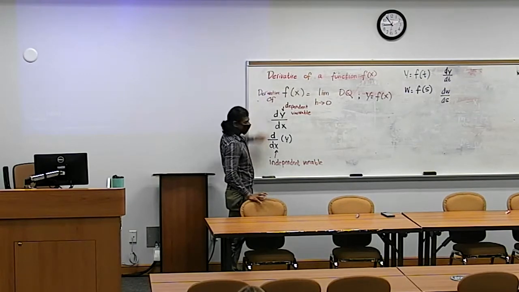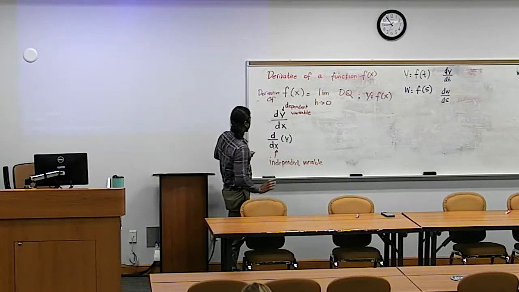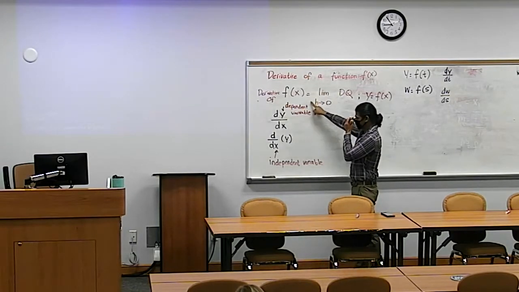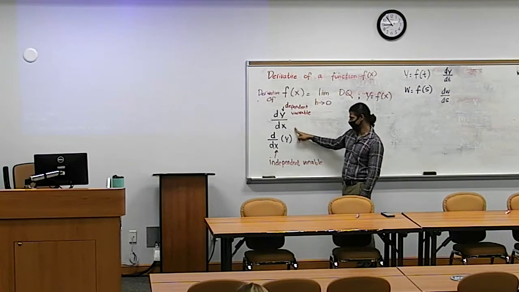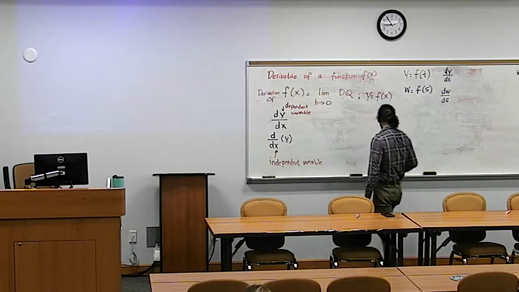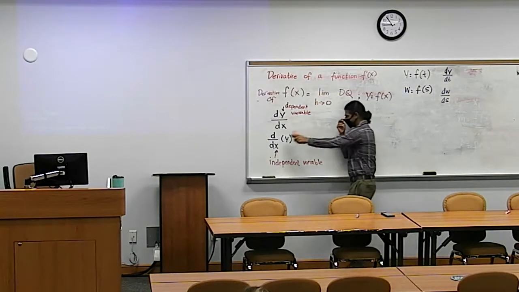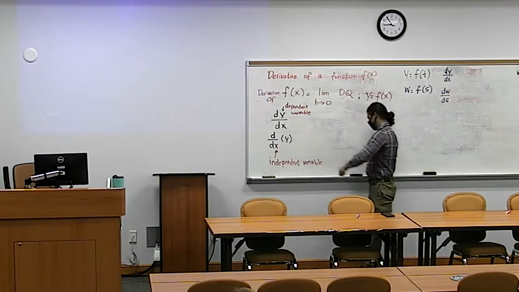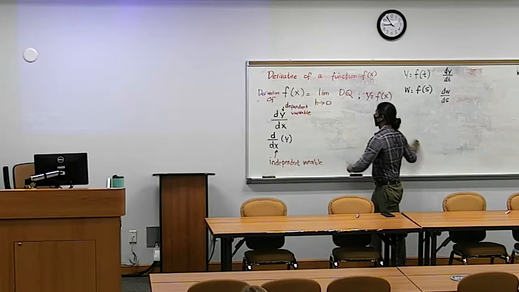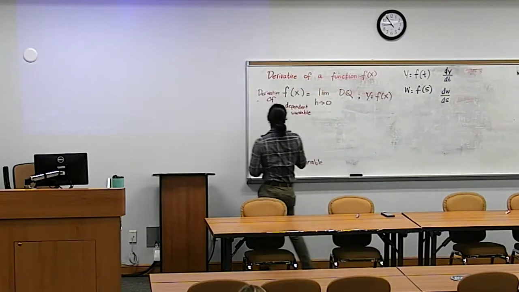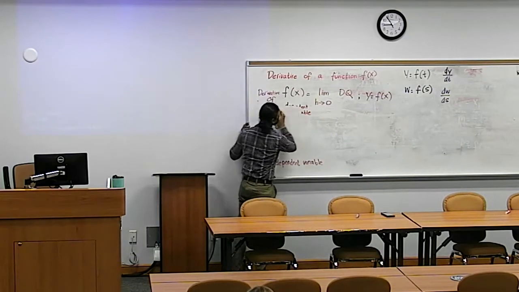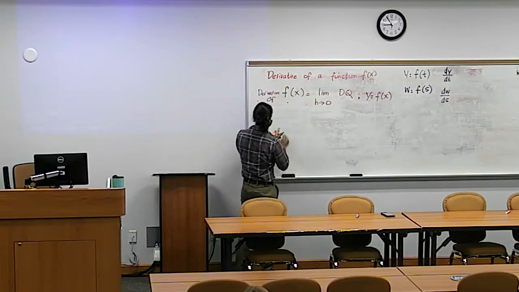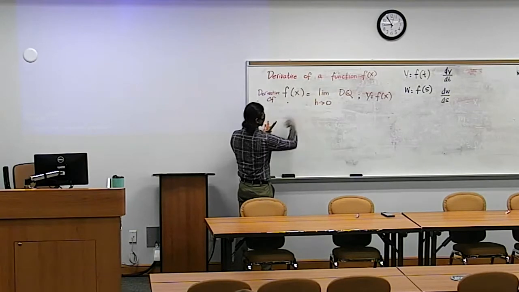Are we clear with this? Yes. Okay. So the derivative of f of x is denoted by dy over dx. It is always d of the dependent variable divided by d of the independent variable. Okay. So I'm just going to use the standard notation.